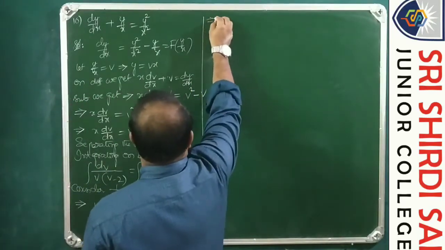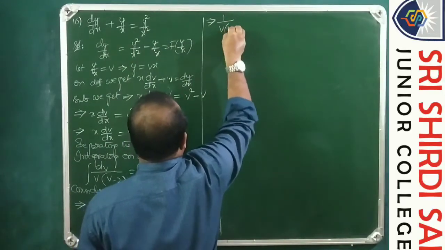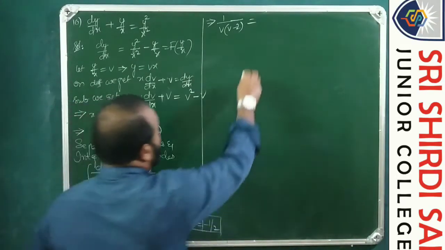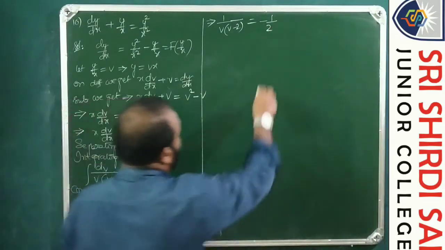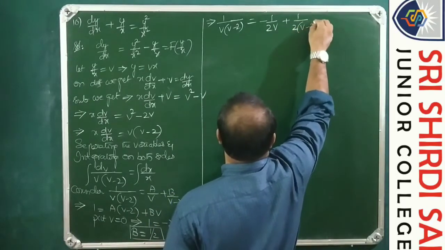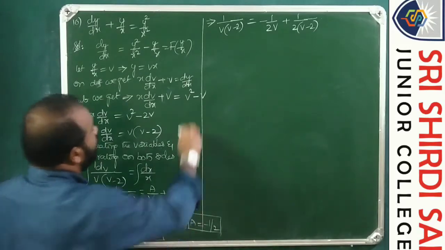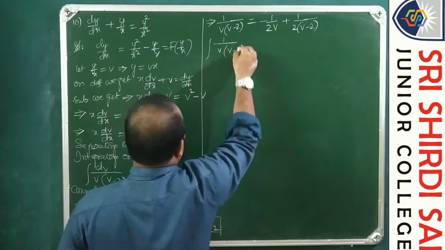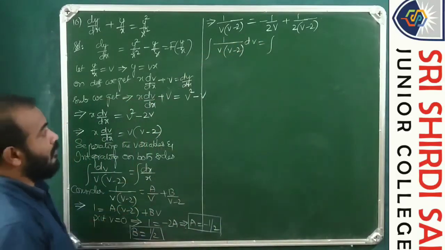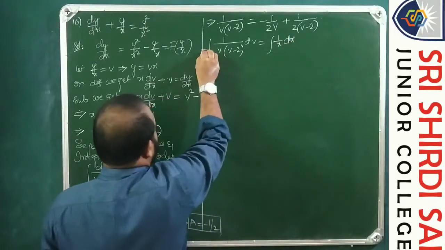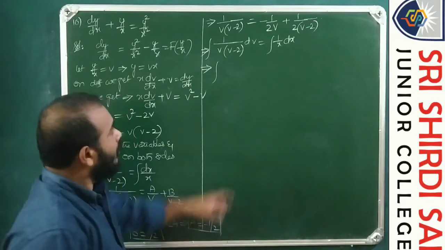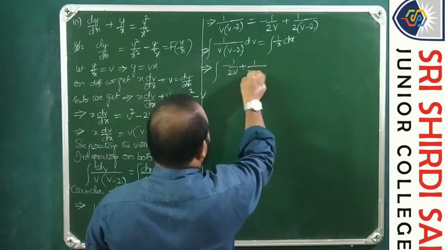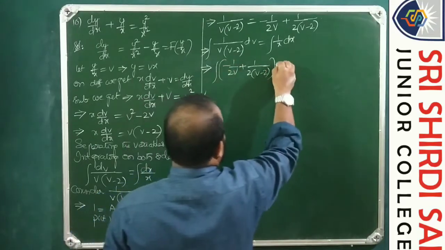So 1 by V into V minus 2 is equals to, what is the value of A? Minus 1 by 2, minus 1 by 2 into V plus 1 by 2 into V minus 2. Now you come to here. So integral 1 by V into V minus 2 dV is equals to integral 1 by x dx. This is equals to integral of, what is 1 by V into V minus 2? This is what we get: minus 1 by 2V plus 1 by 2 into V minus 2, whole dV, is equals to integral 1 by x dx.